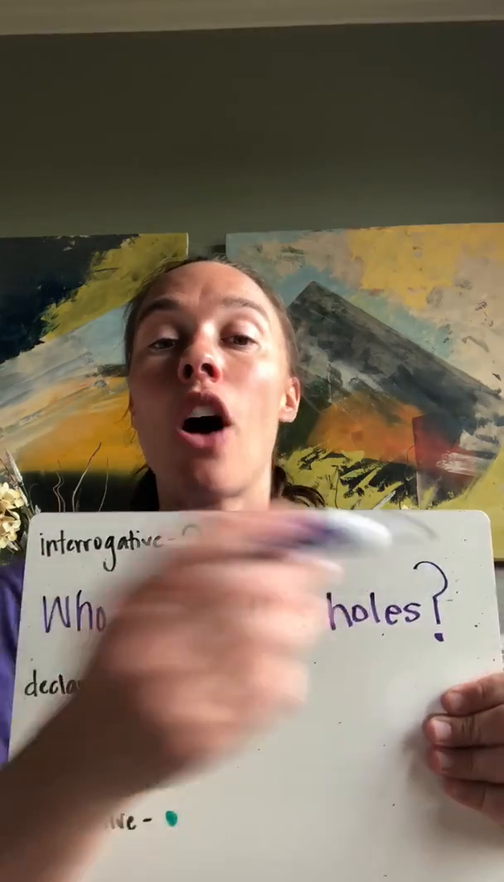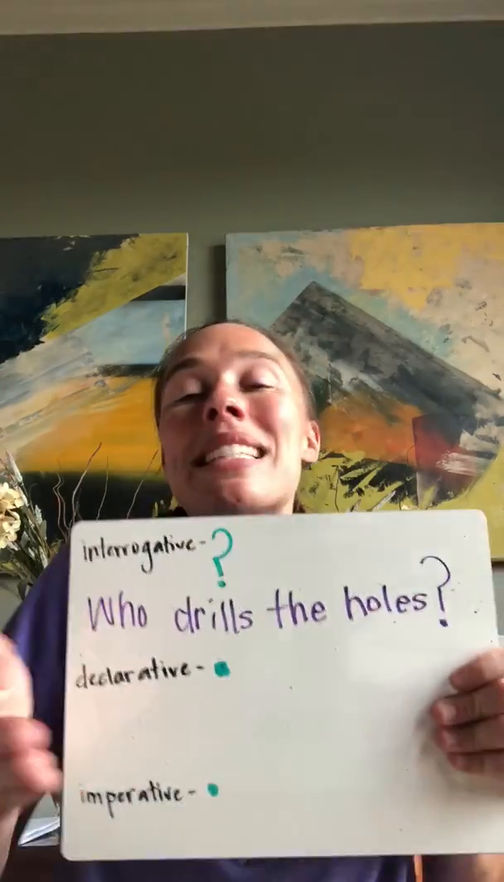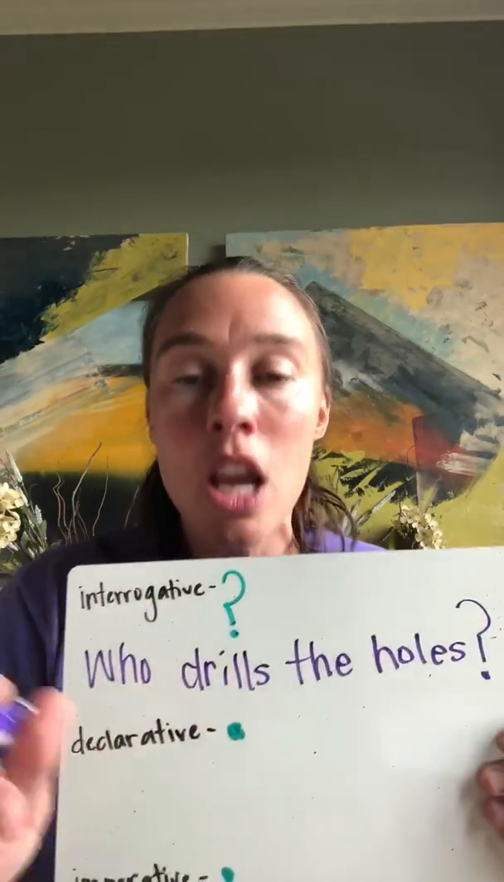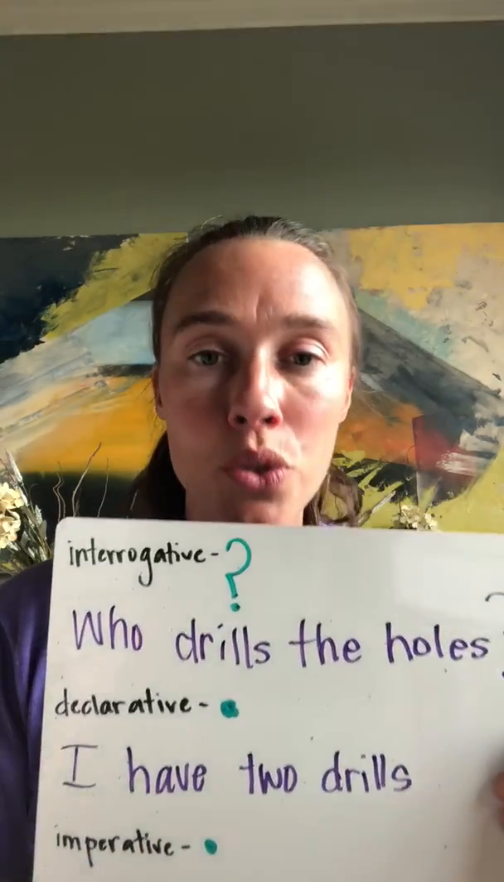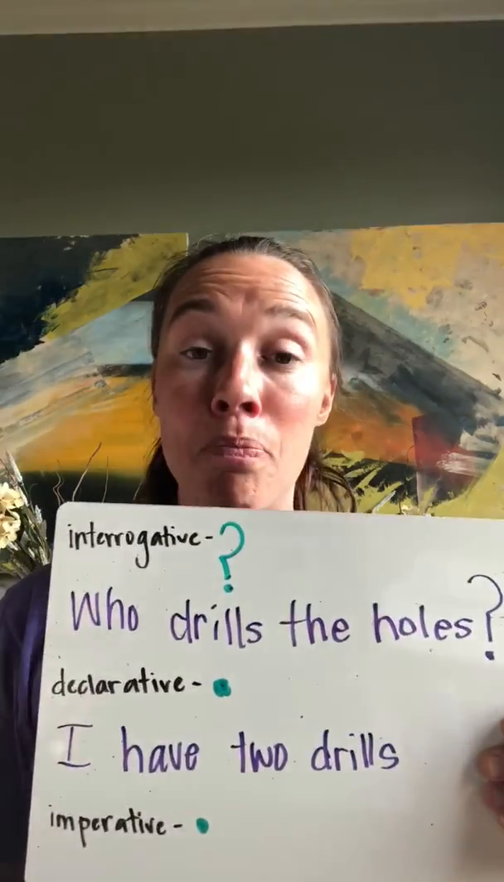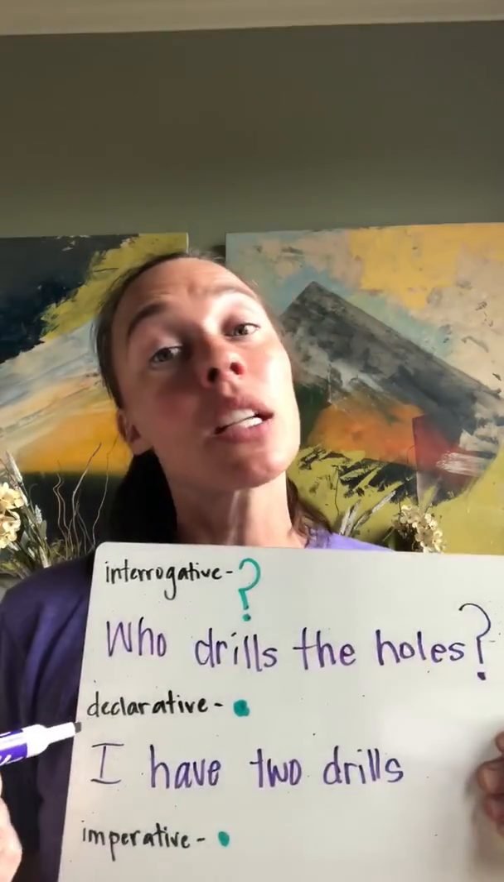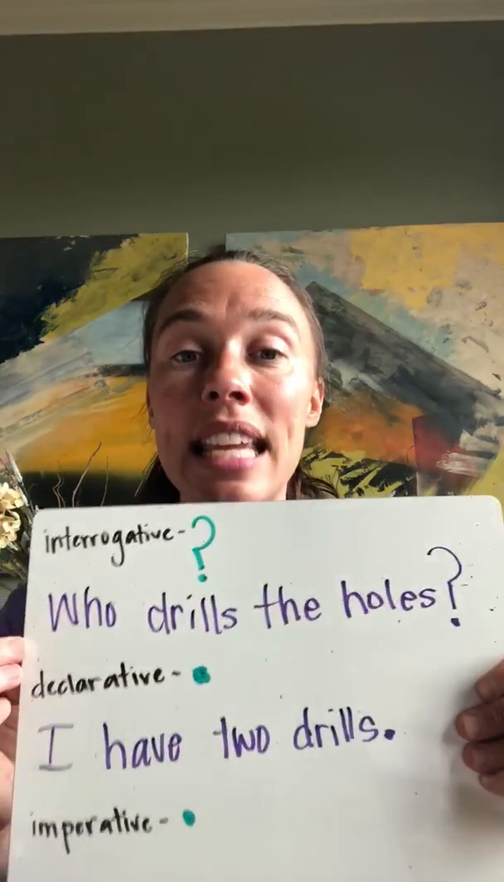Who drills the holes? Now, let's talk about a declarative sentence. A declarative sentence, I just want to tell you something. I just want to state it. So I'm going to say, okay, my sentence says, I have 2 drills. So I have 2 machines or tools that put a hole in something. I know this is a declarative. I'm just stating it. I'm telling it. So I'm going to put a period at the end.